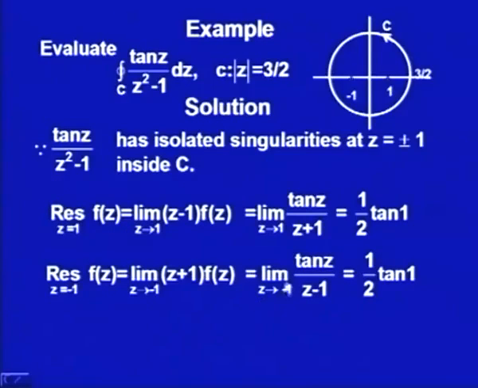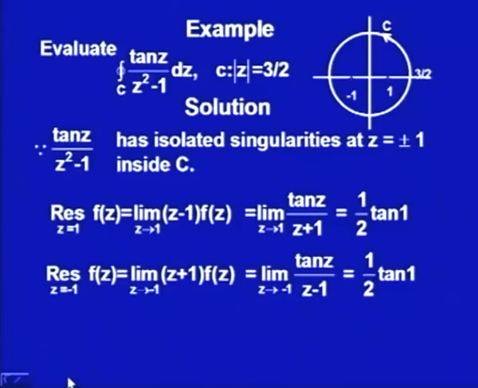I have to find the limit of this function as z approaches minus 1. This is simply evaluating at z is equal to minus 1. So, the denominator we get is minus 2, and the numerator is tan of minus 1. We do know that tan of minus theta is minus tan theta. So, we again get 1 by 2 times tan 1.